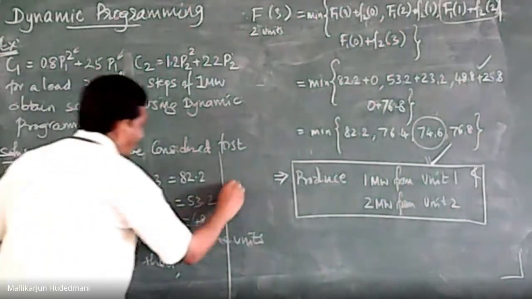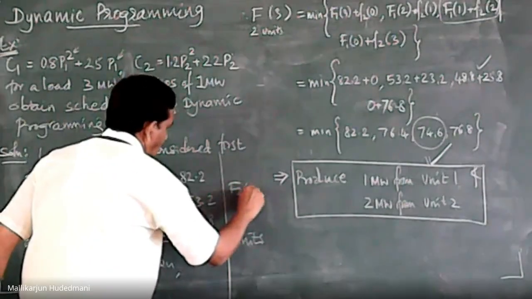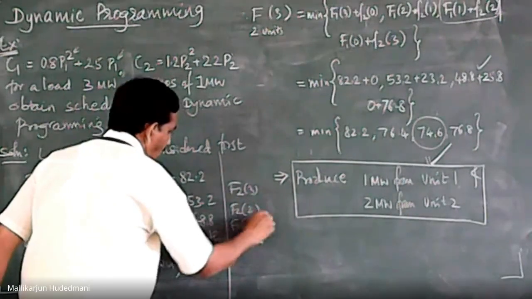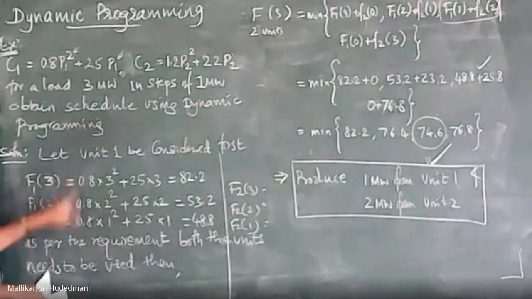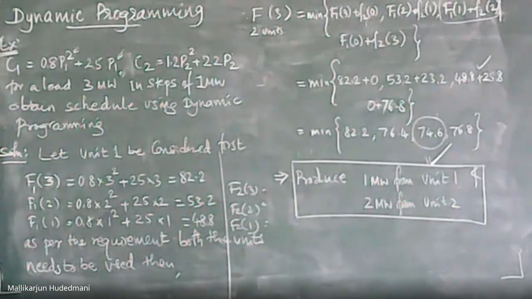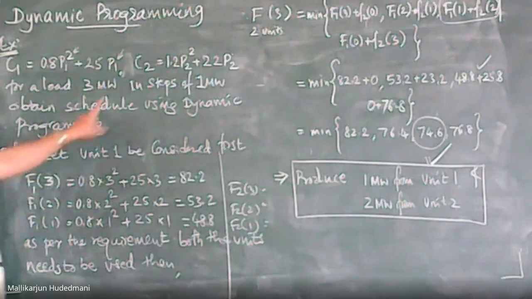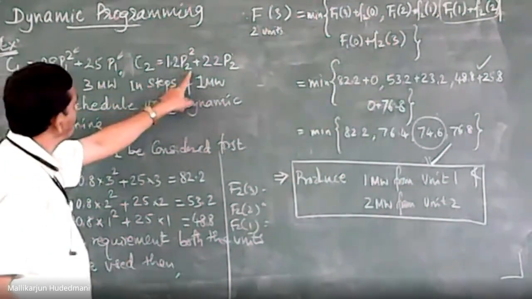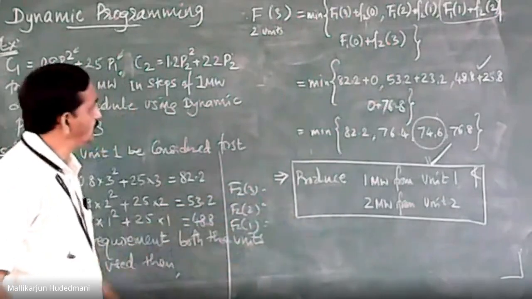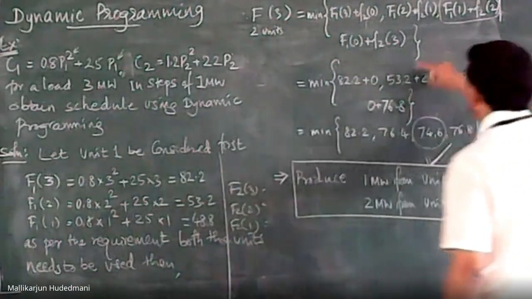You can write here F2 3, F2 2, F2 1 equal to what? Like this, you can keep side by side calculation. Nothing wrong in that. You can keep it computed using this equation, 1.2 into 3 square plus 22 3. You can write here, calculate it, you know the answer. What is the answer for that?